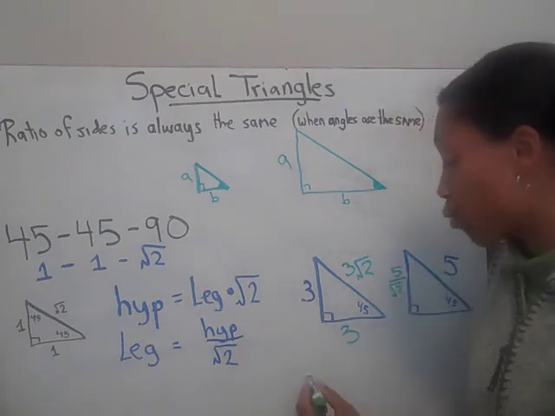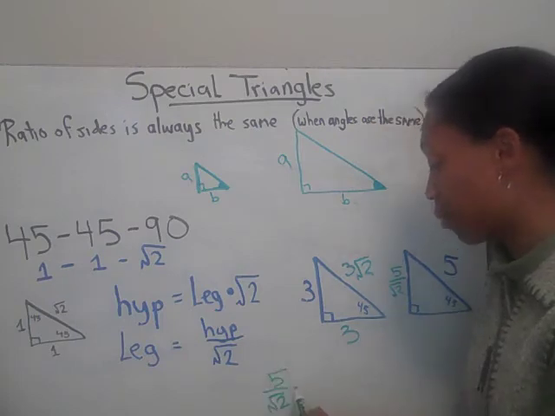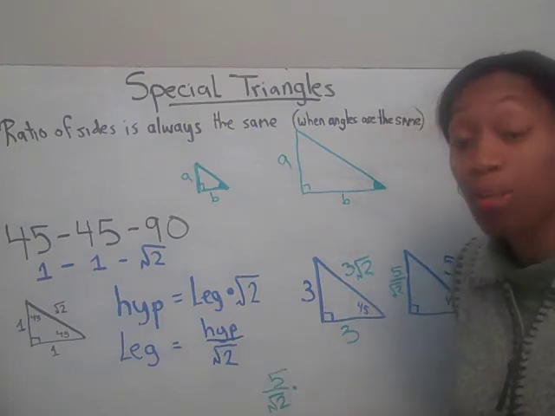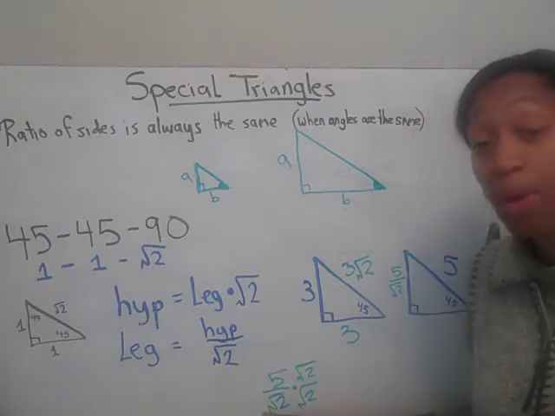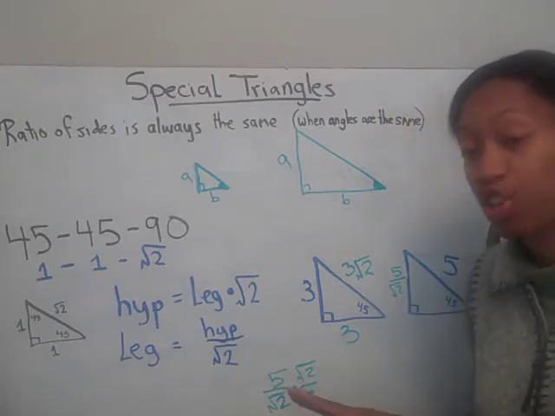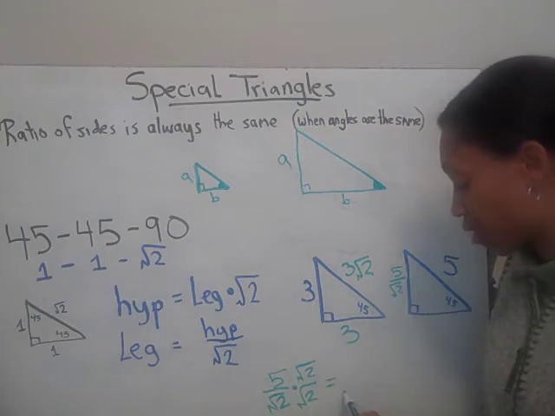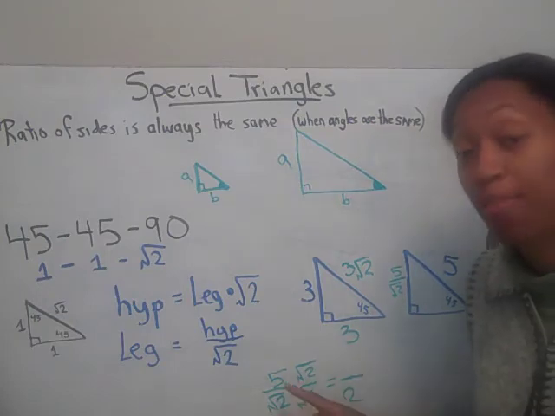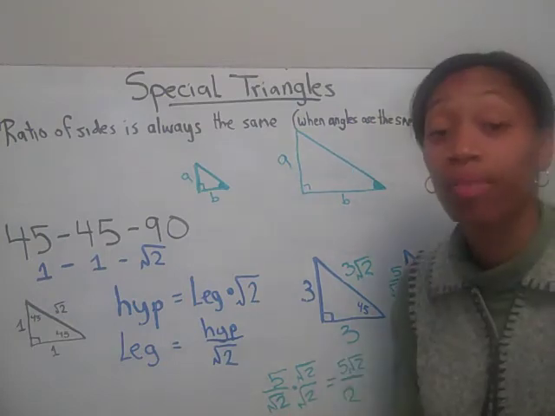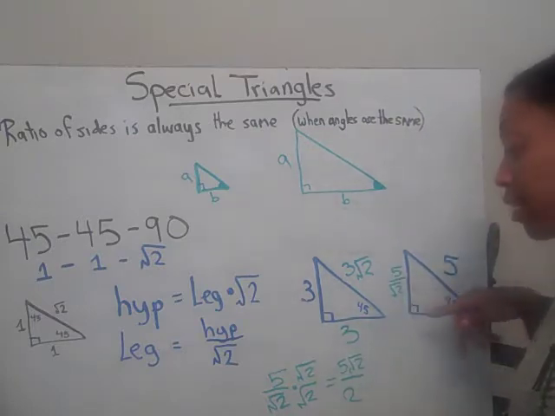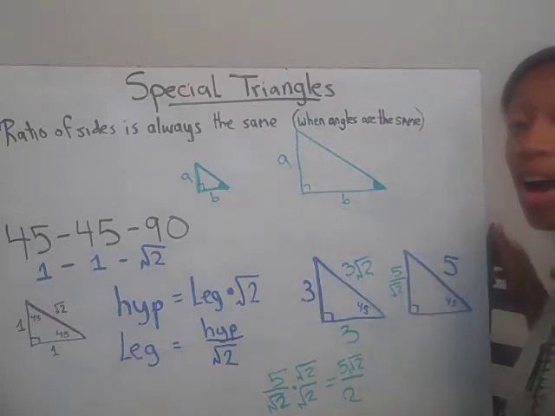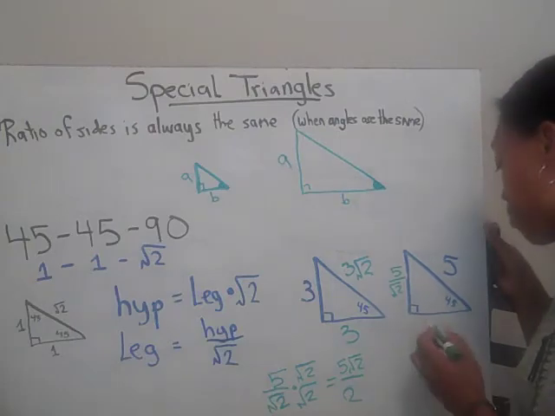So now we need to rationalize it by multiplying by the square root of 2. Square root of 2 times square root of 2 is just 2. The square roots cancel. And then at the top we have 5 square root of 2. So now I can just say that my other leg is the same as the first leg, but now I'm going to write it as 5 square root of 2 over 2.